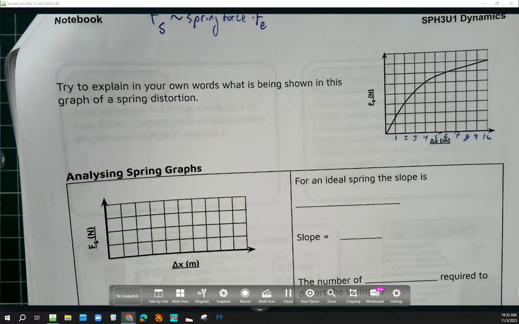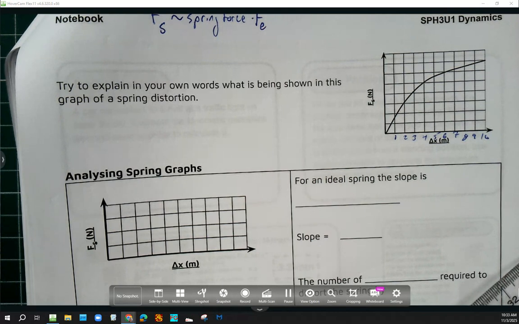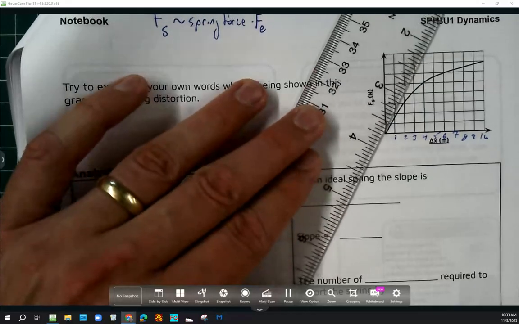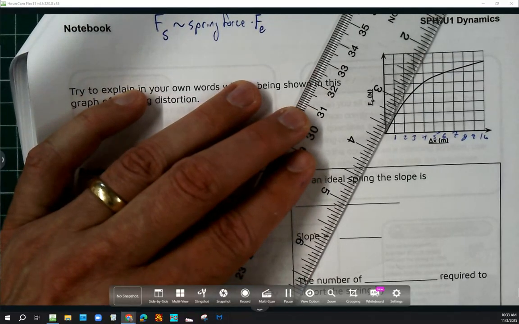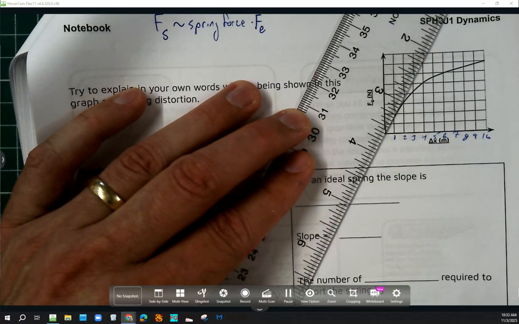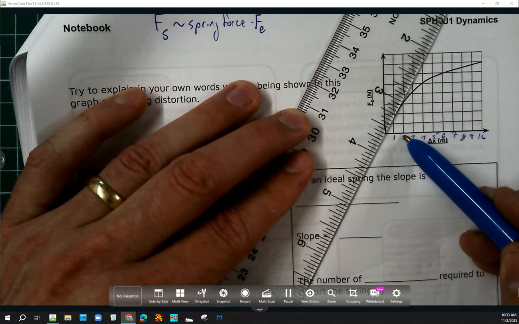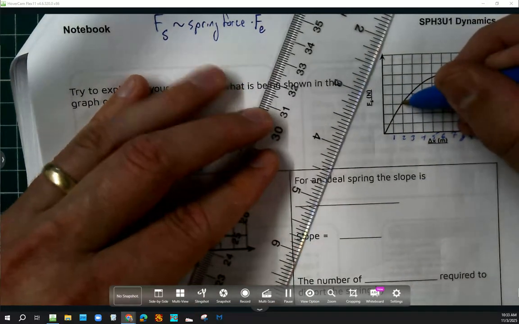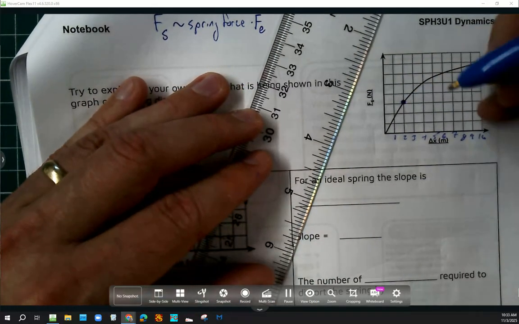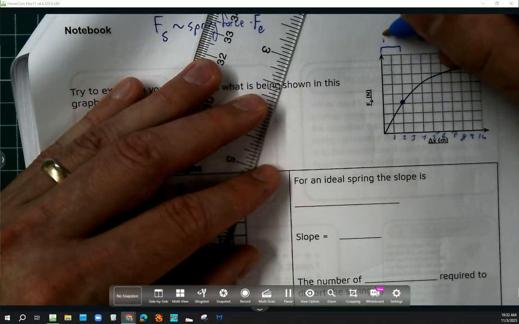I heard 1 to 2. Is there anywhere else where it's ideal? Yeah? 6. Yeah, you know what? Let's see. An easy way to check is to just put a ruler next to it. Can you guys see that from 1 to 2 it's straight? From here to here, see how it's straight? That's ideal. I'm going to put a dot there. Looks like from there to there, it's ideal.